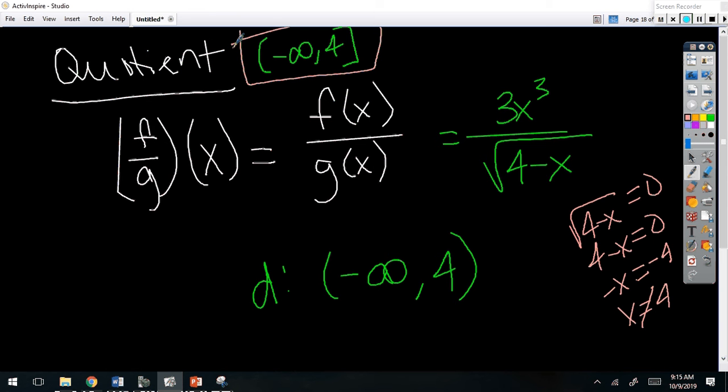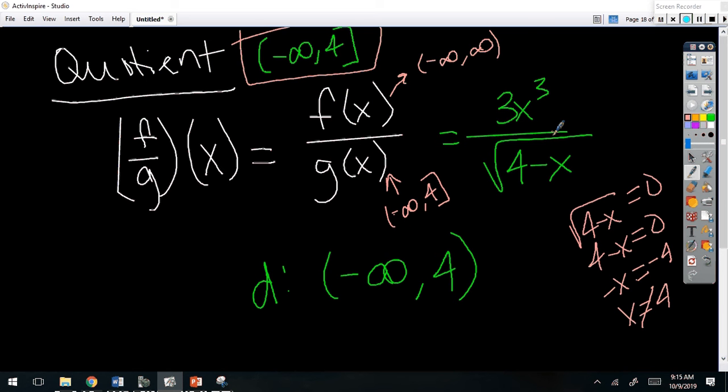F of x, the domain, was negative infinity to infinity, right? And if you think about it, domain is everything that x can be. G of x was negative infinity to 4. Since I've combined them into one function now, if I leave it out of one domain, I have to leave it out of the other domain too. So that automatically tells me for my new domain, I'm going to have to leave out anything bigger than 4, right?